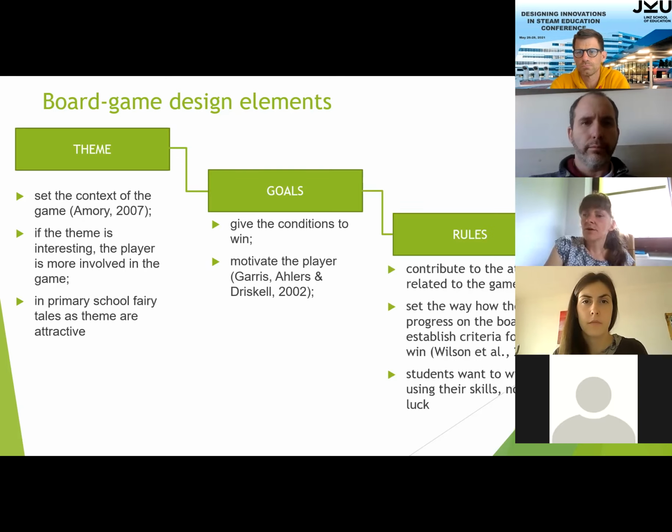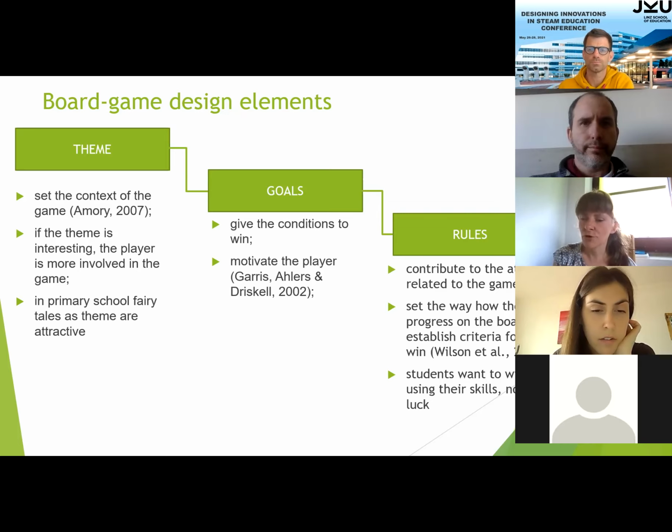And based on that, we have to give the rules of the game, and these rules tell us how to achieve the goals. So what we can do and what we are allowed to do to achieve the goals. For example, they set the way the players progress on the board and the criteria for winning. And it is important that the students want to use their skills, their competencies. It's not good if the game can be won only by luck.